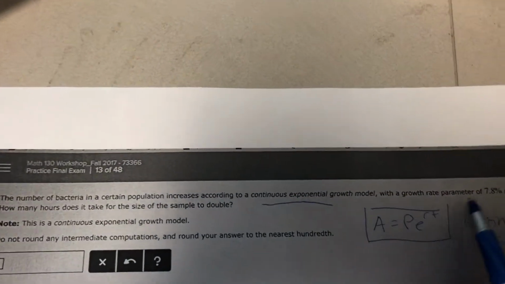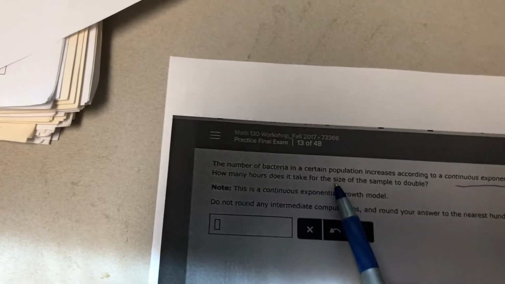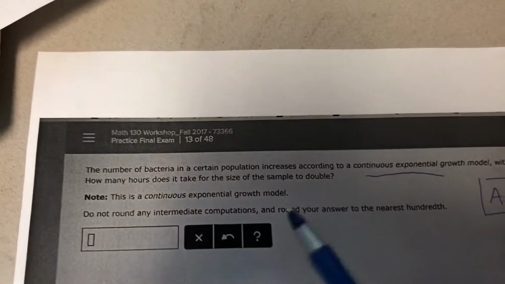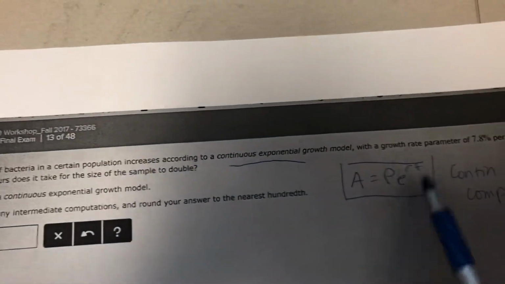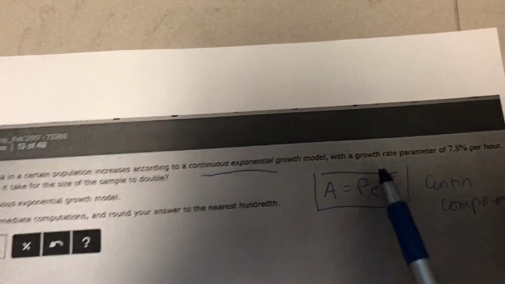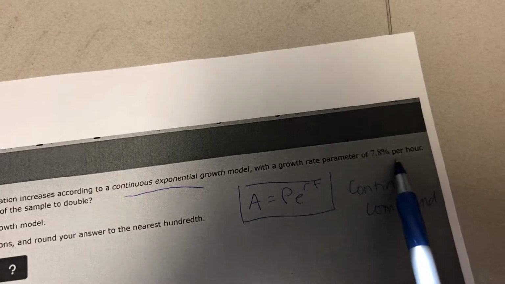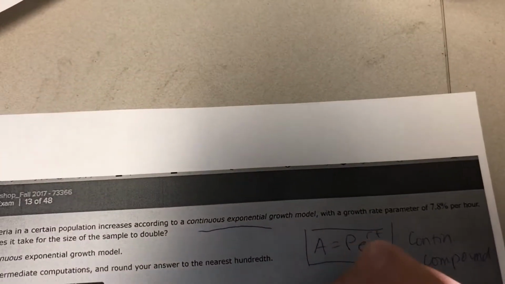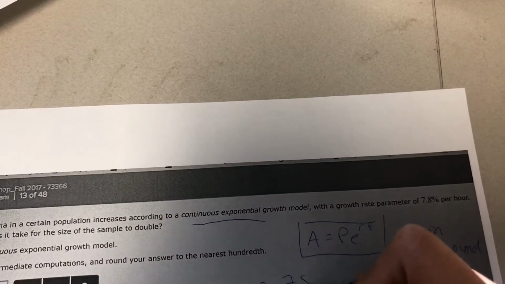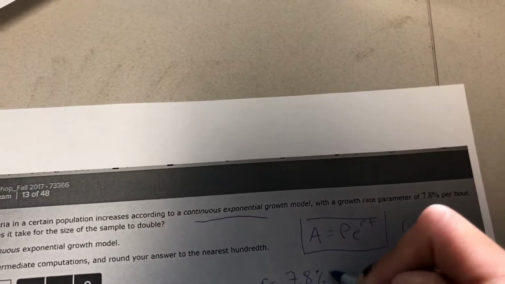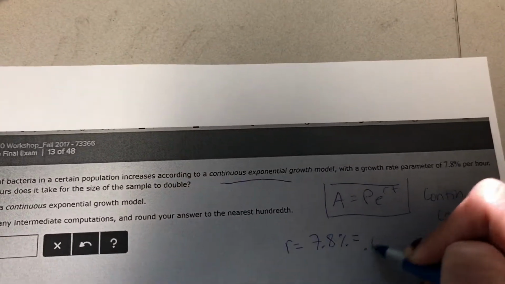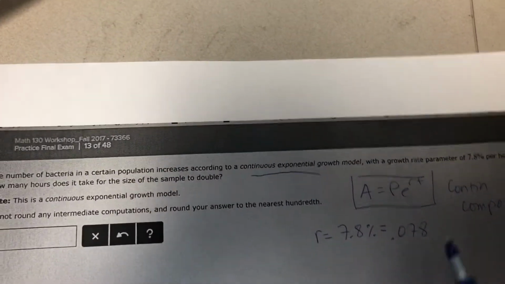Okay, with the growth rate parameter of 7.8% per hour, how many hours does it take for the size of the sample to double? All right, so to do this problem, the first thing we do is identify the formula that we need to use. Now the growth rate is 7.8% per hour. So that means r, which is the rate, is 7.8% per hour, but we need to change this to a decimal so we get 0.078. Always change it to a decimal.